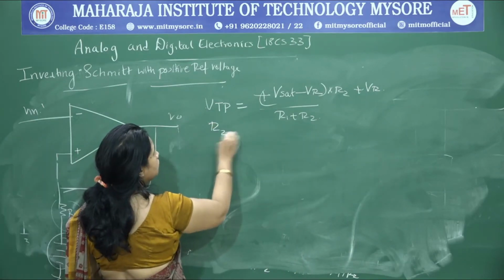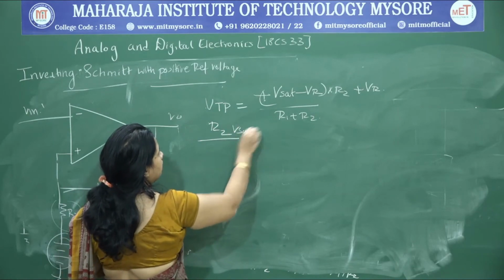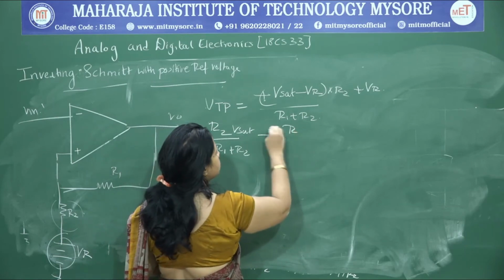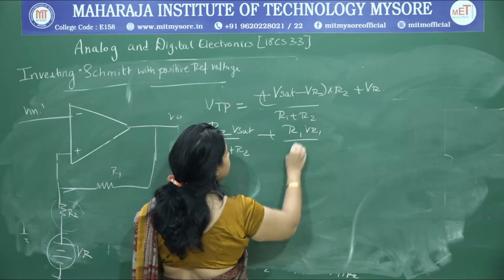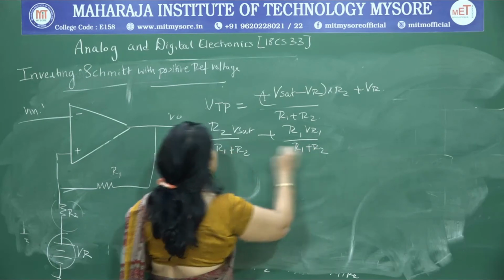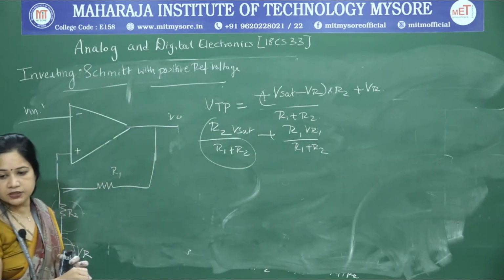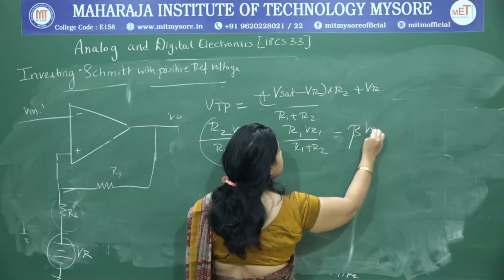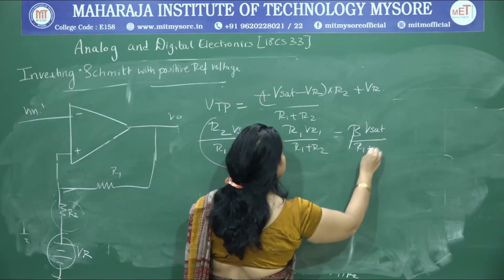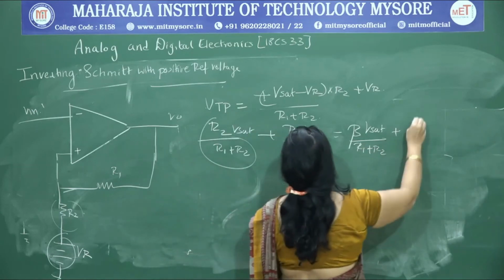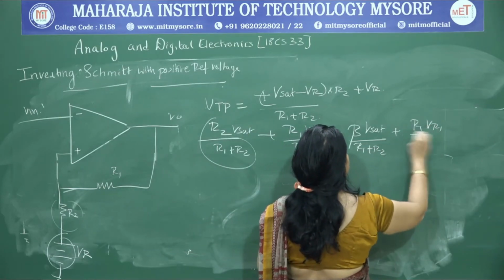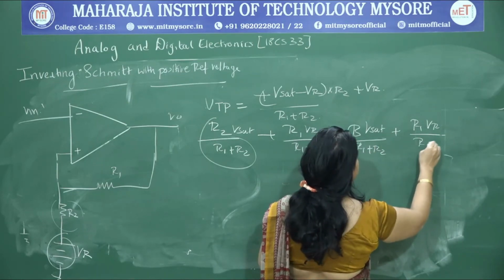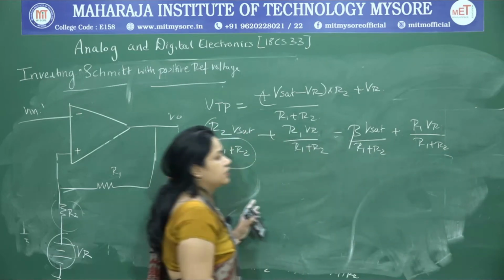R2 into VSAT divided by R1 plus R2, plus R1 into V reference divided by R1 plus R2. And you are aware R2 by R1 plus R2 is beta. So I can write it as beta VSAT plus R1 V reference divided by R1 plus R2. So this is your upper threshold point.